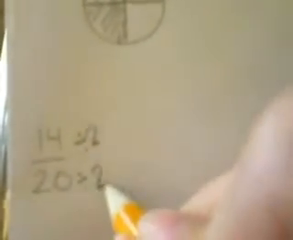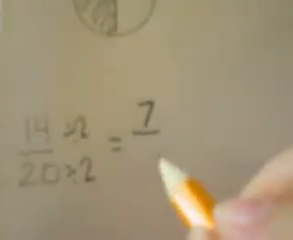Alright, sometimes you have a little bit larger numbers, but you still want to try the same process. So looking at 14 over 20, we have to come up with a number we can divide both 14 and 20 by. I'm going to use 2 because the numbers are both even. So 14 divided by 2 and 20 divided by 2. 14 divided by 2 is 7. 20 divided by 2 is 10.